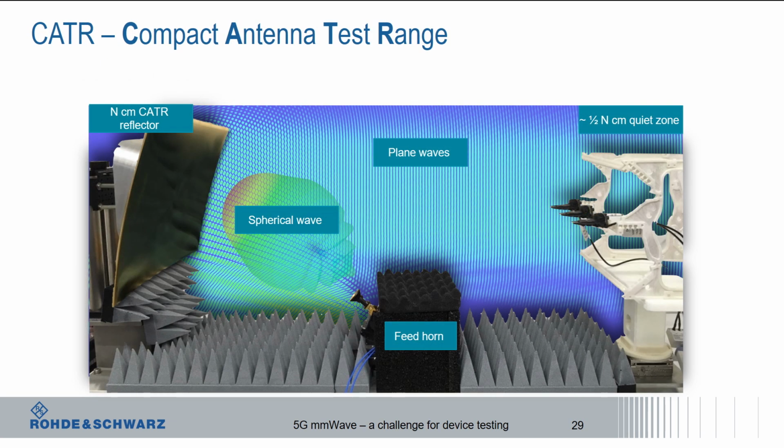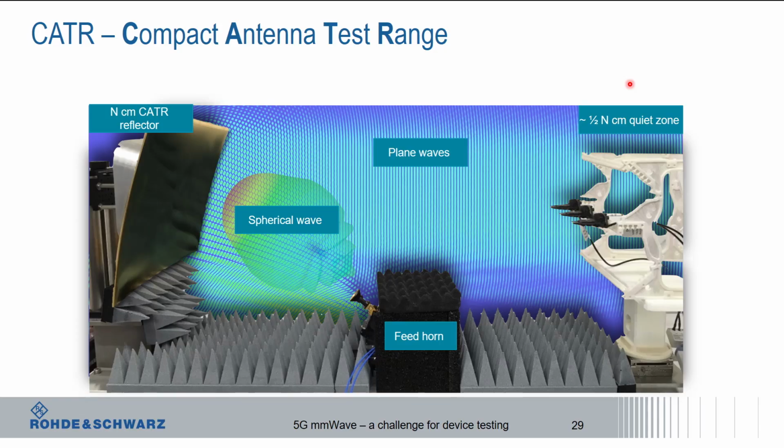It looks then like this. Feed horn, spherical wave emitted from the feed horn to a reflector. The reflector size would be, say, n centimeters. And then over here, the reflections of these waves from the reflector are plane waves. And you create over here a quiet zone of half n centimeters. Rule of thumb, this is really depending on the design of the reflectors and all that. But as a rule of thumb, you can say, if you have, say, a 20 centimeter reflector, you end up with something like about 10 centimeters of quiet zone.